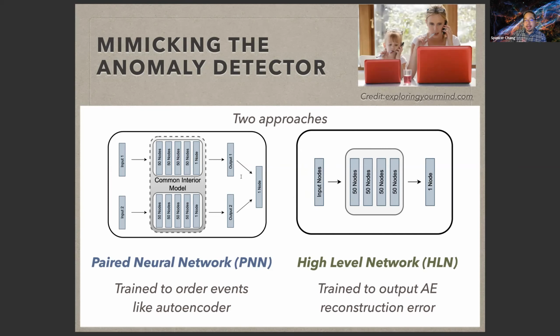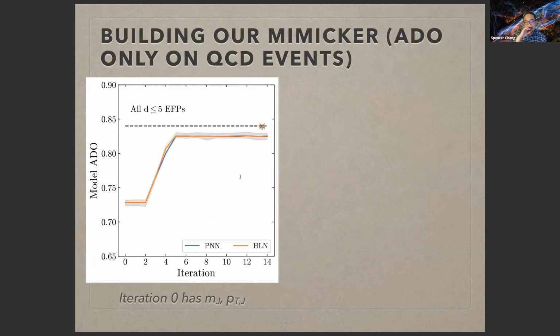Each way, you're able to define if one event is more signal-like than the other, but they're just done in a different way. This is the comparable thing to what the Fawcett analysis had when we're trying to build our mimicker. Again, let me emphasize that we're only looking at the QCD dijet events. We're going to later apply it to signals and see how it works.